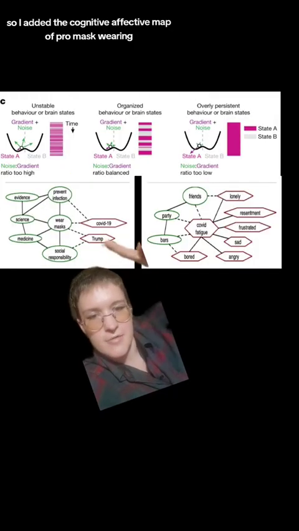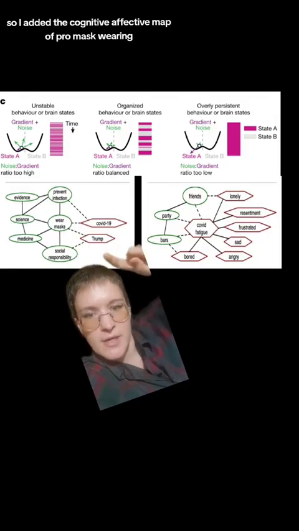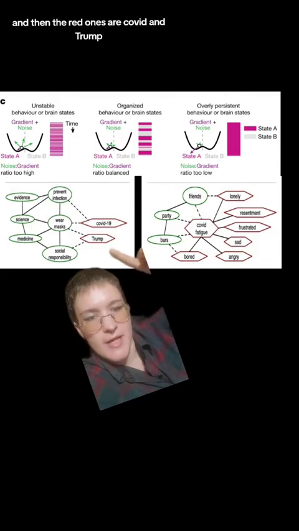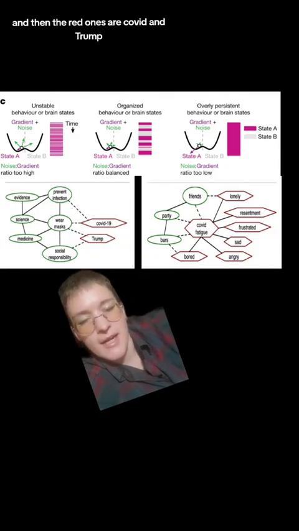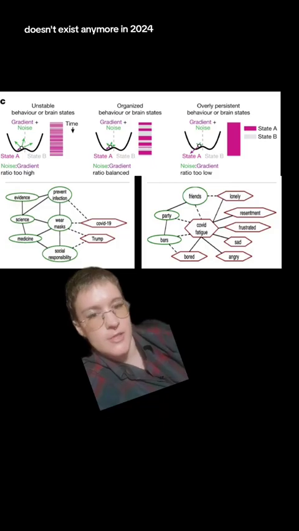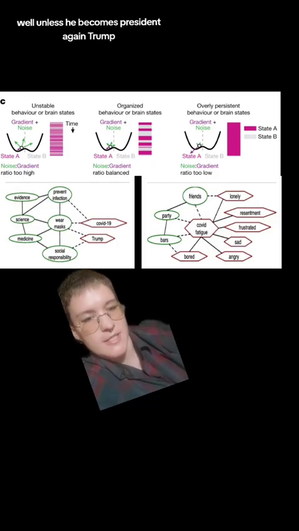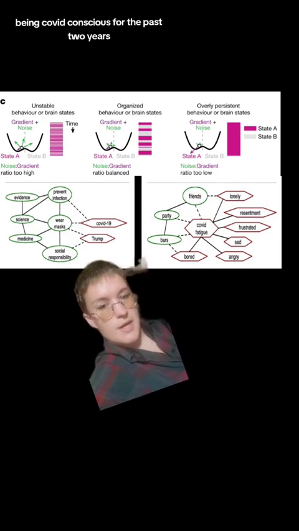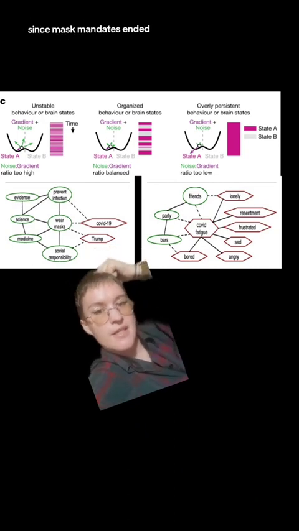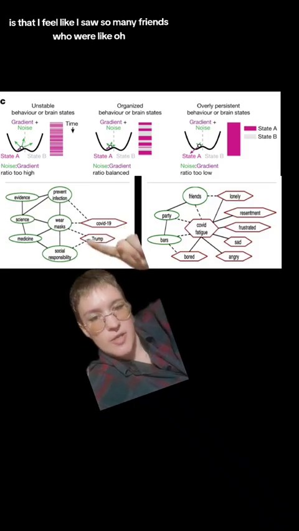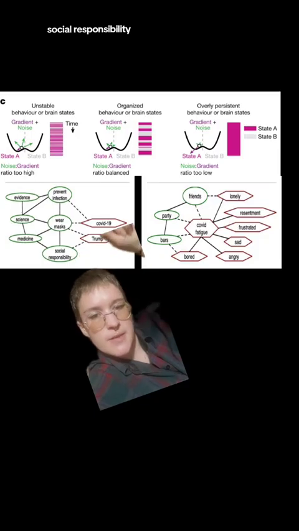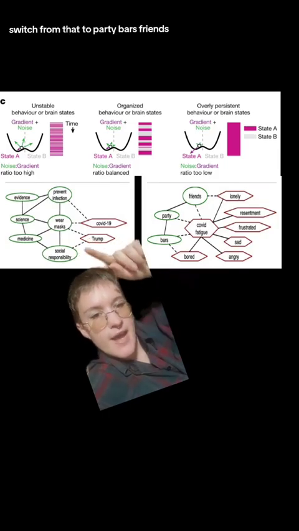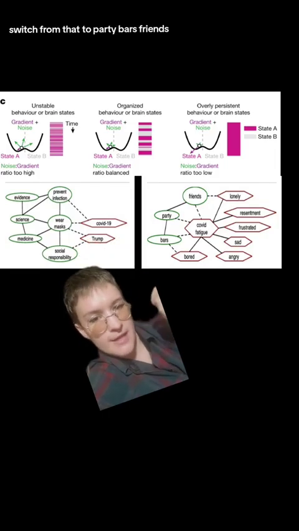So I added the cognitive affective map of pro-mask wearing, the one that has evidence and science and all these green ovals, and then the red ones are COVID and Trump. And guess what doesn't exist anymore in 2024? Well, unless he becomes president again. Trump. One of the most frustrating things about being COVID conscious for the past 2 years since mask mandates ended is that I saw so many friends who were like, oh, social responsibility, I'm pro-science, I'm anti-Trump, I'm gonna mask, switch from that to party, bars, friends.